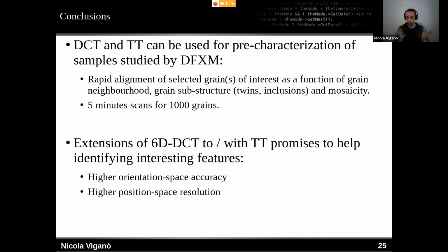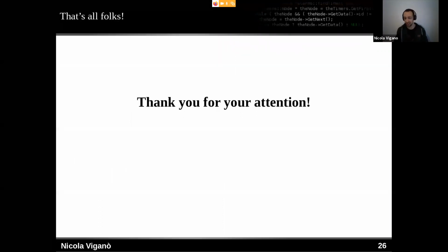So as I want to close this presentation, I just want to remind you that DCT, thanks to its very quick acquisition times for a large number of grains, can be a pre-characterization step for dark field X-ray microscopy, for identifying basically the interesting features. And by plugging in together information from Topo-tomography, we hope to get higher and higher accuracy and resolution for the sub-grain misorientation reconstruction. So thank you for your attention, and that's it.